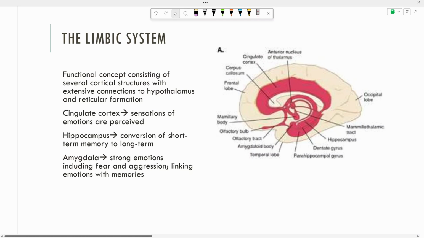Okay. We have the cingulate cortex, which is up here. Sensation of emotions are perceived here. So whatever you perceive in your environment, the cingulate cortex is the one that recognizes it. The hippocampus, short-term to long-term memory. Make sure that hippocampus is working so it all sticks. The amygdala, strong emotions, fear and aggression are here, linking emotions with memories.